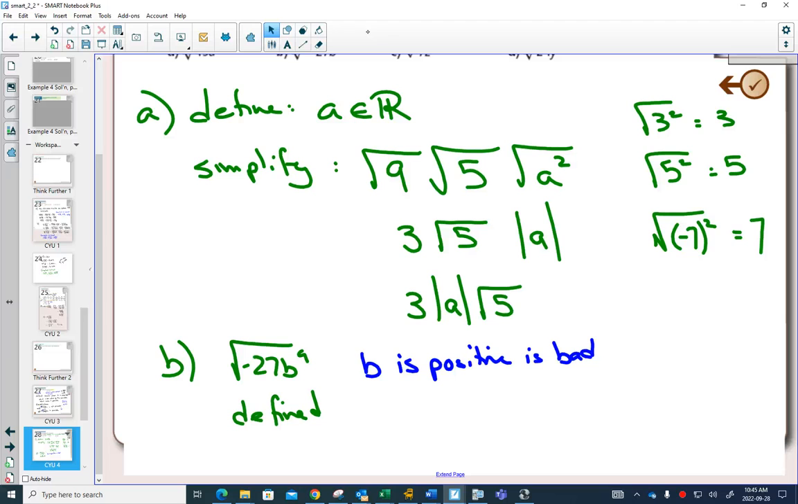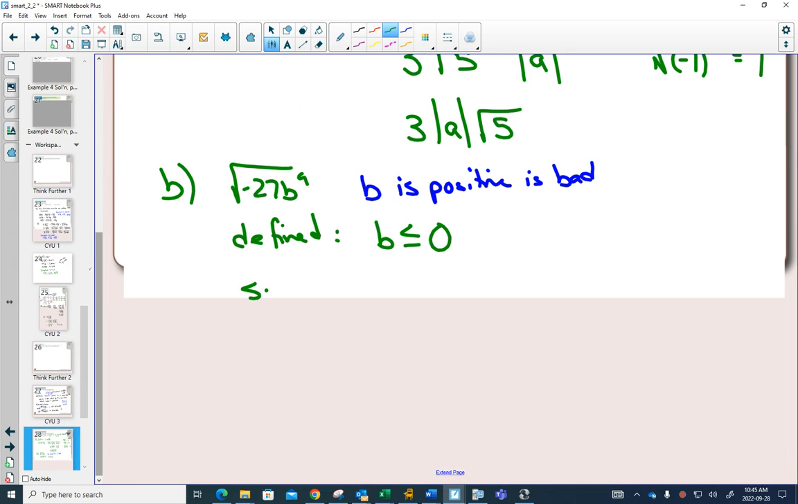If B is positive is bad, that means where is it defined? When B is negative is good. So B has to be less than or equal to 0. As far as simplifying goes, to simplify this one, couple of things. Can we see something in 27? Yep, it's going to be 9 times 3, right? That's the biggest square root.